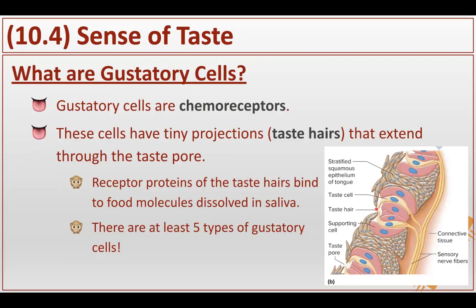So there are at least 5 different types of gustatory cells for 5 different tastes. So maybe at this point you know them. Hopefully you do know at least 4 of them, but we will review that on the next slide.